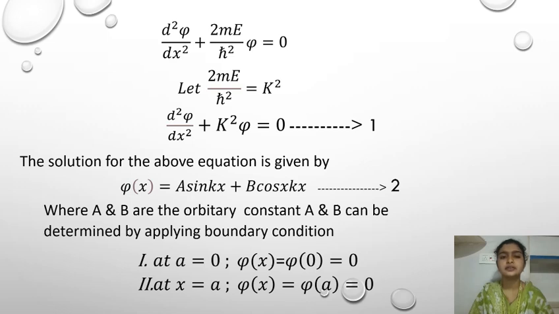That is equation 1. The solution for the above equation is given by psi of x equals A sin kx plus B cos kx. That is equation 2, where A and B are arbitrary constants. A and B can be determined by applying boundary conditions. First condition: at x equals 0, psi of x equals psi of 0 equals 0. Second condition: at x equals a, psi of x equals psi of a equals 0.